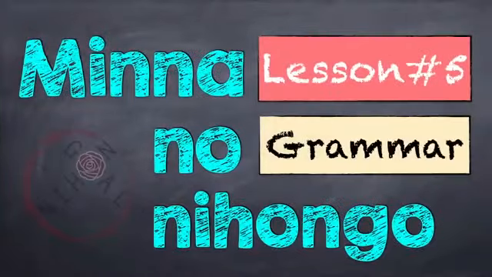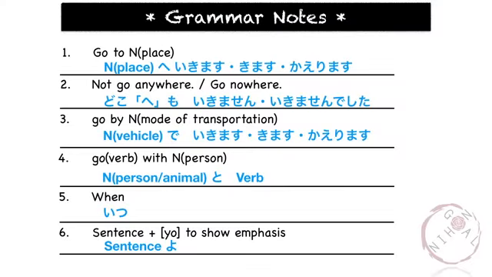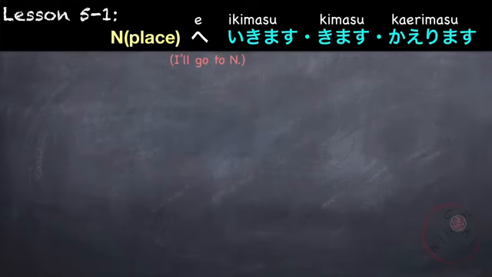それでは始めましょう。So here are the grammar points that we would learn in this lesson. The first one is how to say I'll go to a place. The pattern is place followed by the particle e, which is a hiragana he but pronounced as e. This indicates the direction of the verb, such as ikimasu, go, kimasu, come, kaerimasu, return.